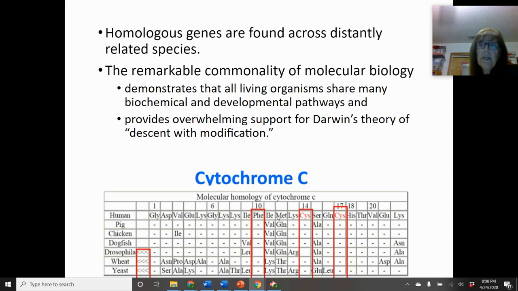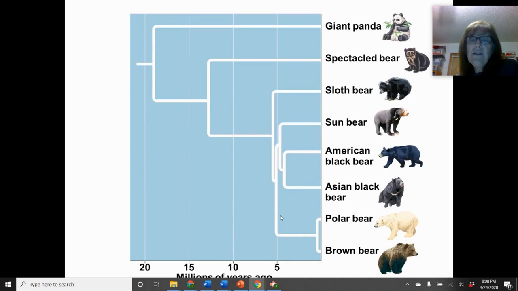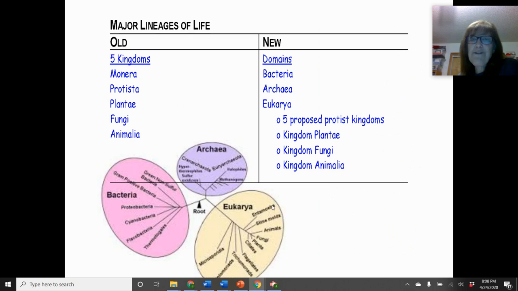Now, keep in mind, Darwin did not have access to any of this information or any of this technology that we do now. And so I think if Darwin was here today, he would just be blown away by how much evidence we have collected and how it supports his ideas of descent with modification and his theory of natural selection. And so this is just another example of a phylogenetic tree that's in your book. And I think I've talked a lot about phylogenetic trees, so I'm going to just move on.